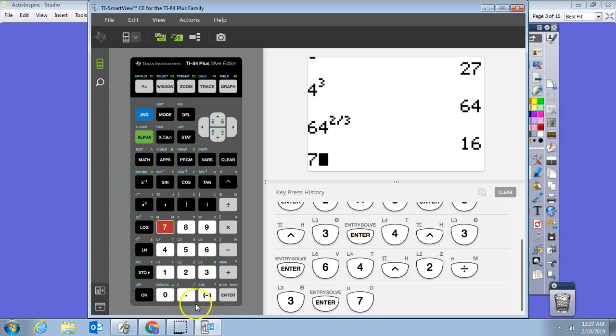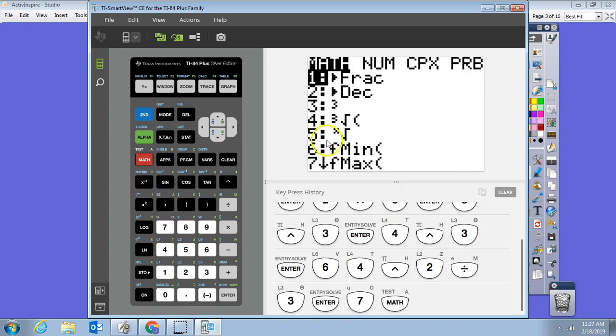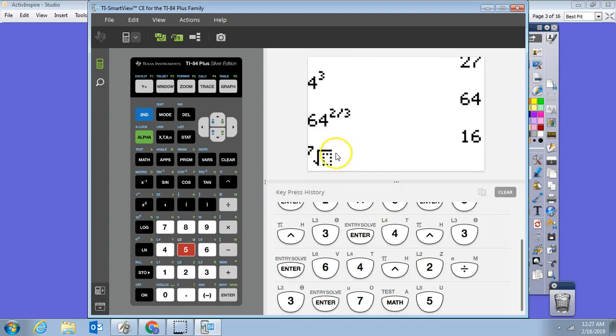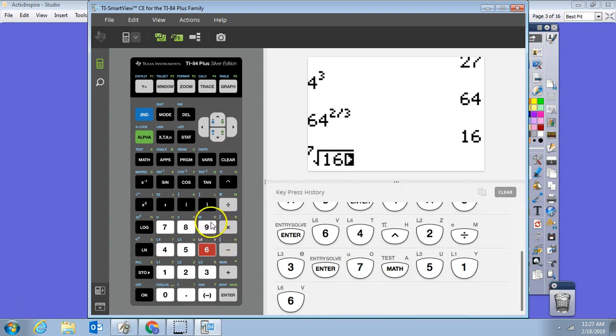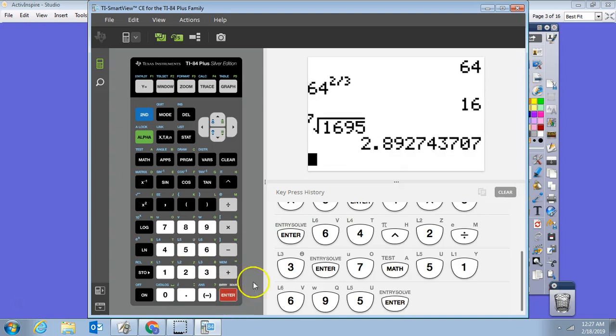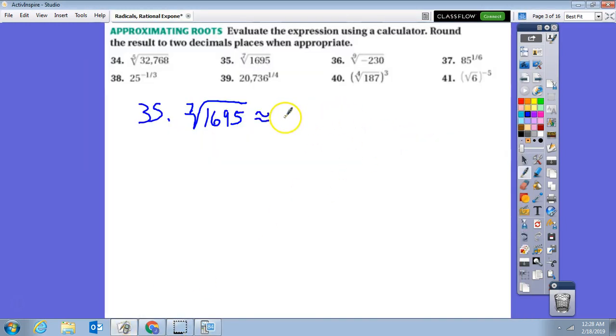So we're going to take out our calculator. I'm going to type in 7, because I'm doing the 7th root, and underneath the math menu, I am going to go down to this root that says X root, or number 5. As soon as I hit that, the 7 automatically comes up into the radical, into the index. So then we're finding the 7th root of 1695. We press enter, we get 2.892743707, but round it to 2 decimal places, or 3 possibly sometimes, depending on how ugly the decimal places are. I'm just going to round that one to 2 decimal places.